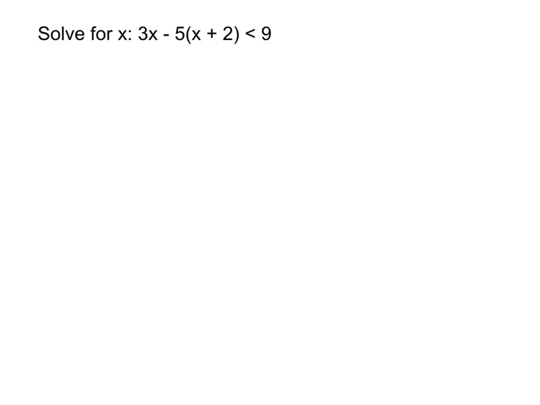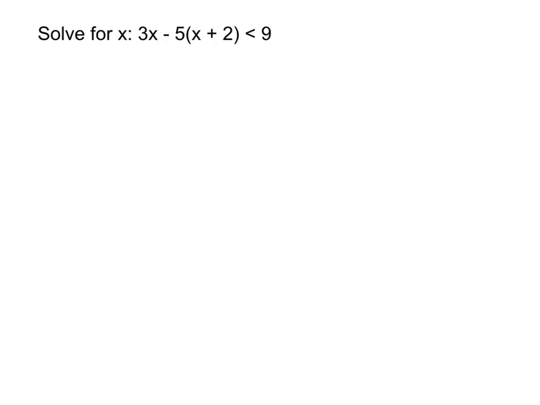So this example is asking us to solve the inequality 3x - 5(x + 2) < 9. Now, the first thing you should remember for solving inequalities is that whenever you multiply or divide by a negative number, the inequality switches direction. That really should be in your head the entire time you're doing this problem.